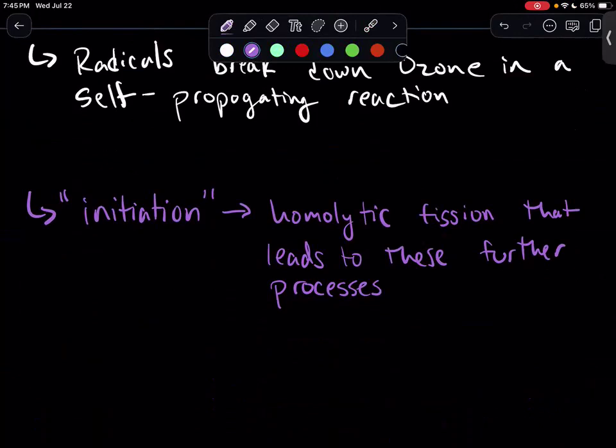A note about initiation as well, just to finish this video off, is that this is always endothermic. That ultraviolet ray must be absorbed, that energy must be absorbed for that bond to break.